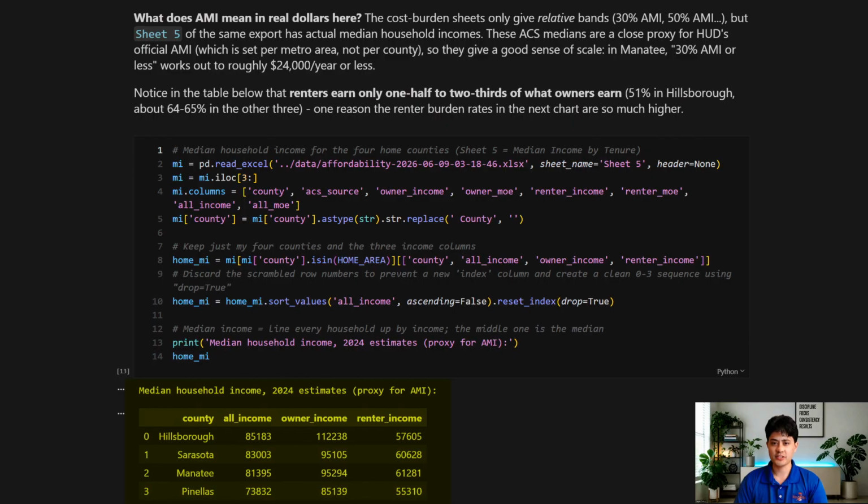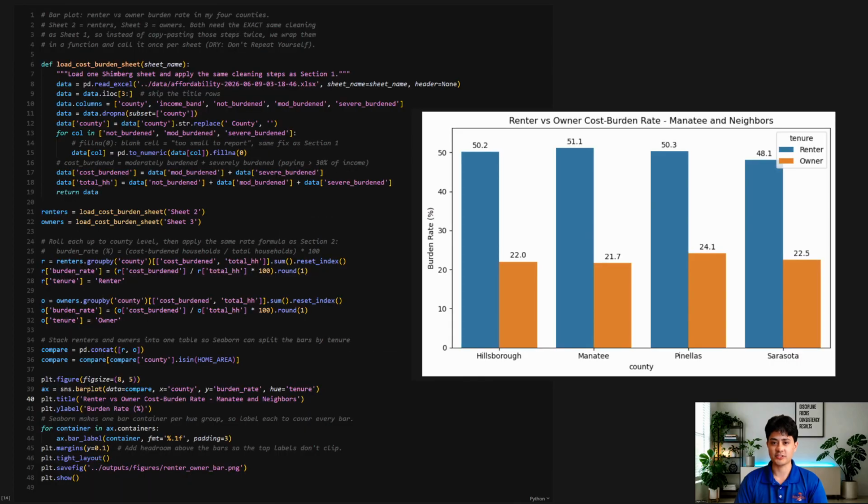This income variance leads directly to the tenure analysis in Cell 14. By passing our long-form aggregated renter and owner data frames into a single Seaborn bar plot and configuring the hue parameter as the housing tenure, we expose a massive structural divide. Across our home region, Manatee, Sarasota, Pinellas, and Hillsborough, the cost burden rate for renters hovers right around 50%. Meanwhile, the homeowner burden rate stays well below 25%.